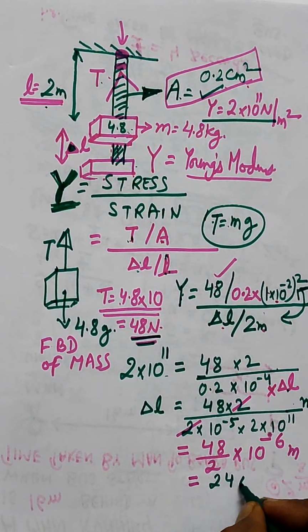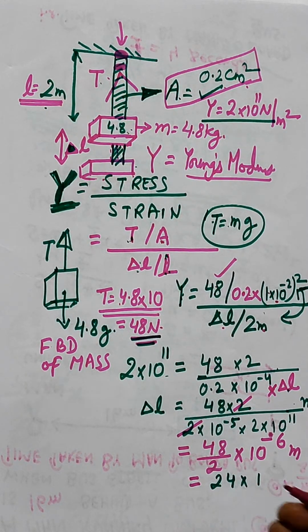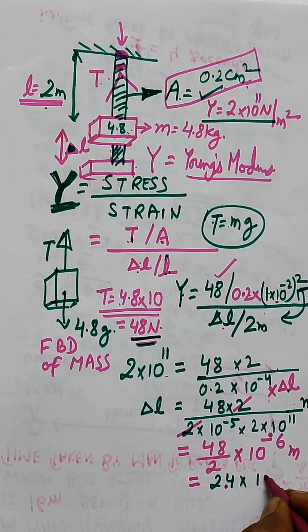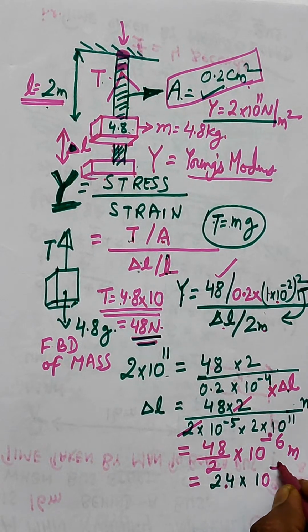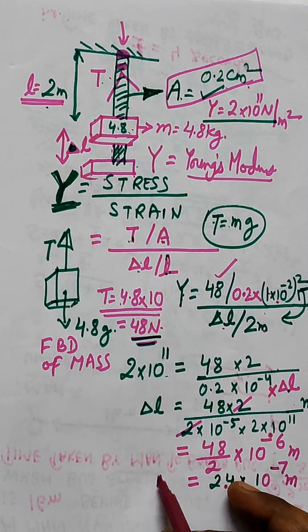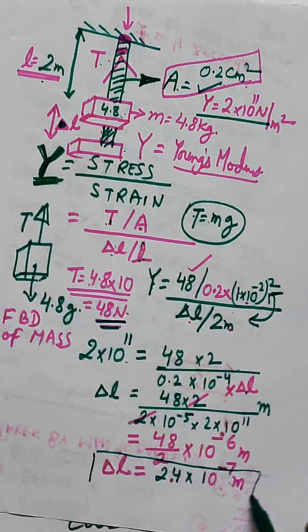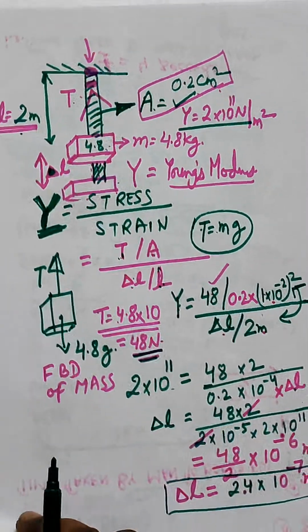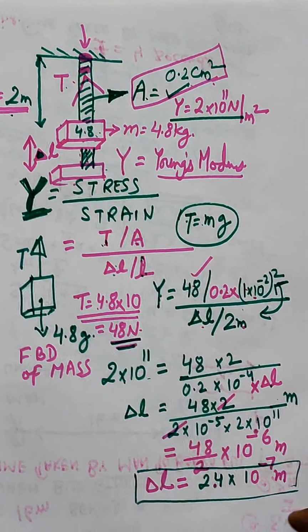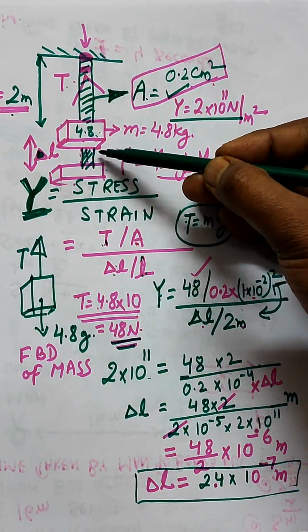24 into 10 power. As per the standard format, I am putting it as 2.4 into 10 power minus 7 meter. Right? This is the elongation of this wire. This is the elongation in the steel wire due to this 4.8 kg weight. Right?